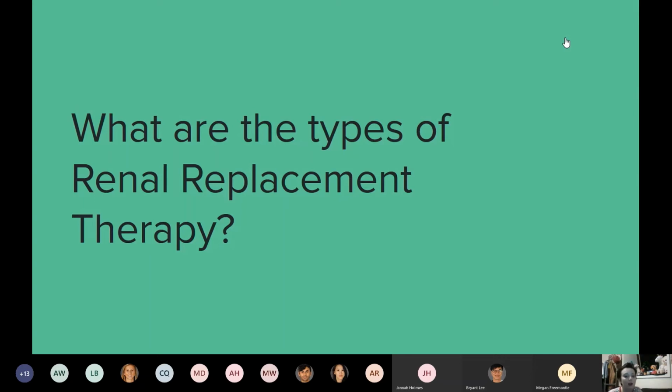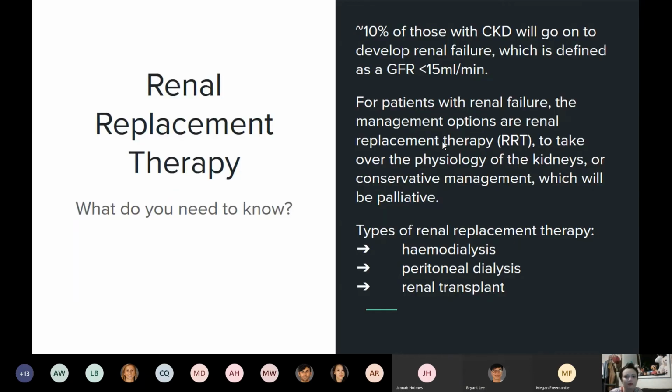Hemofiltration, good, and peritoneal, perfect. Yeah, so it's peritoneal dialysis and hemodialysis, perfect.